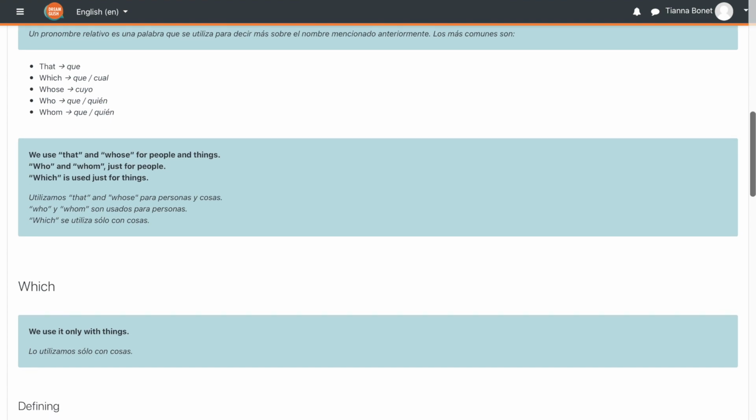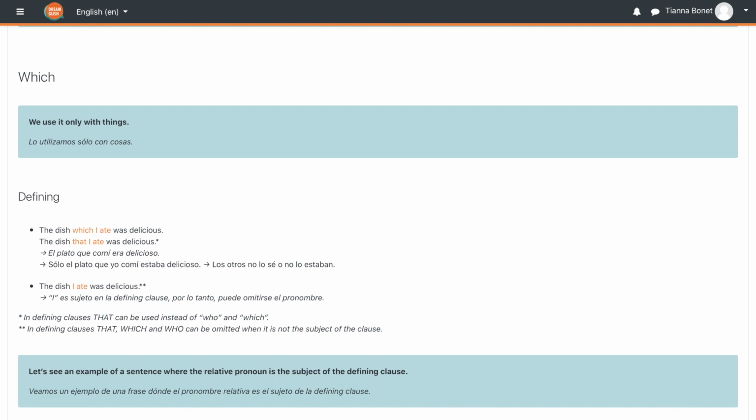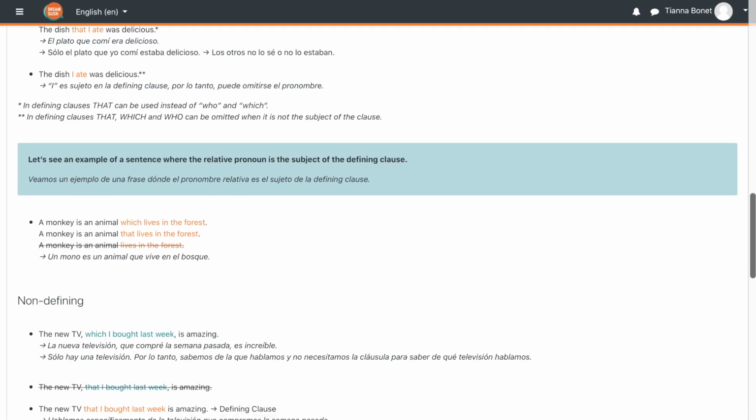Which, we use it only with things. Defining. The dish which I ate was delicious. The dish that I ate was delicious. The dish I ate was delicious. In defining clauses, that can be used instead of who and which. In defining clauses, that, which, and who can be omitted when it is not the subject of the clause.